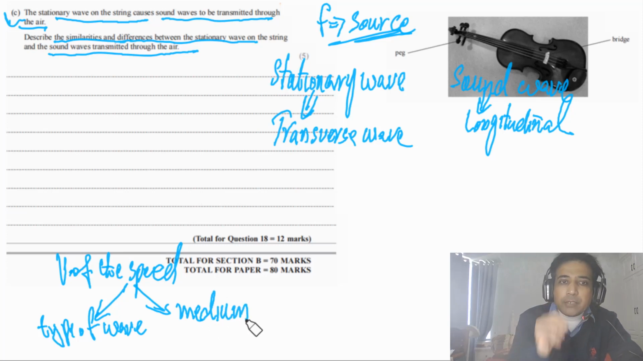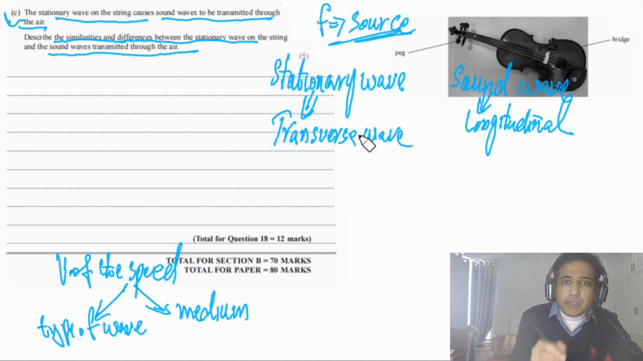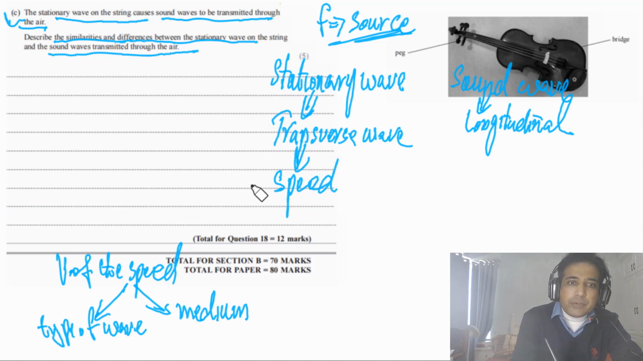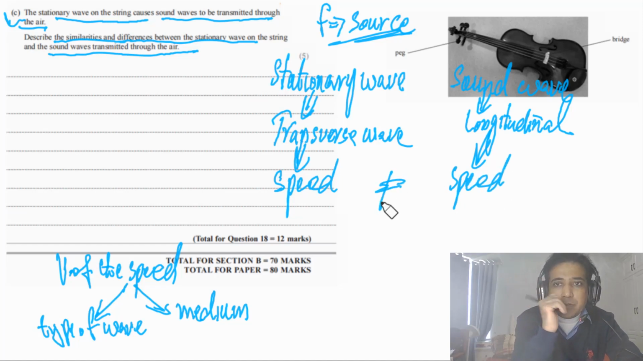Here we have two different types of waves, and they are traveling in two different media. The transverse wave is traveling on the string and the sound wave is traveling in the air. So it means that they have different speeds. Their speeds are not the same.